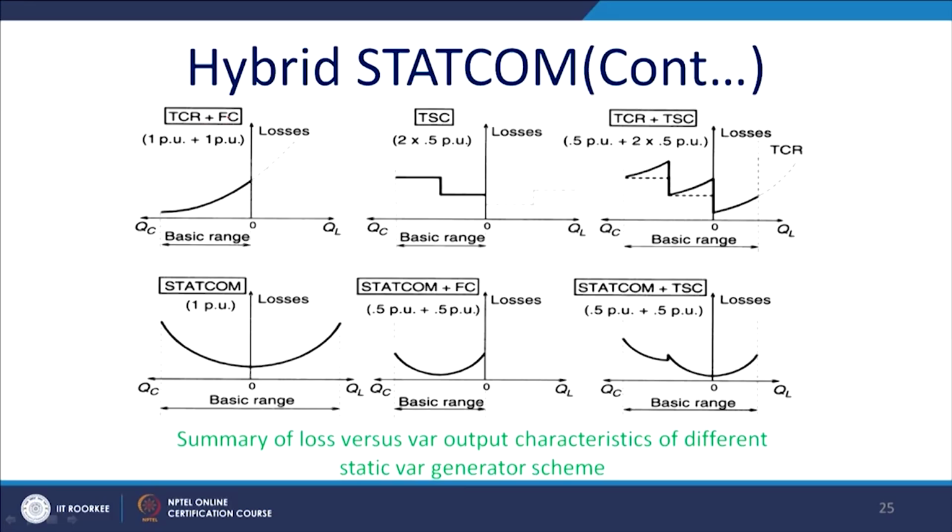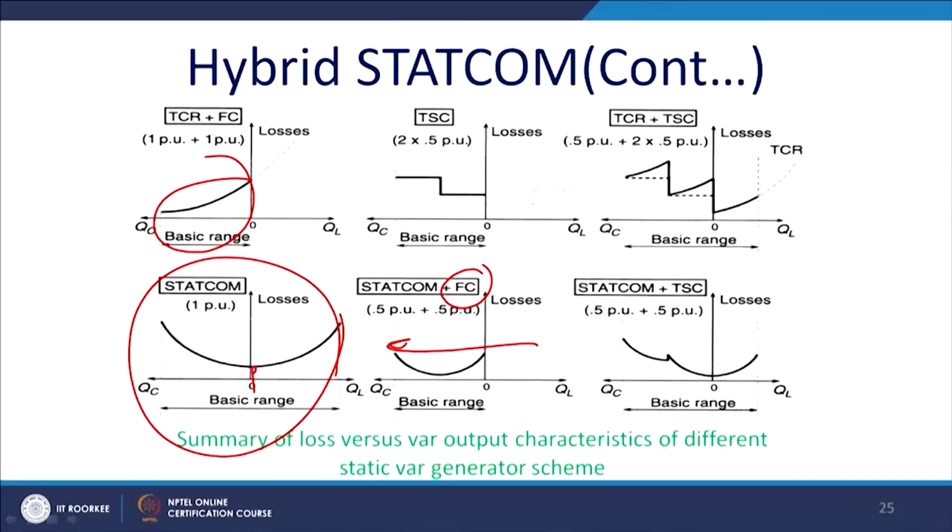Thus, let us conclude it. This is basically the hybrid Statcom with 1 PU TSR and FC. So, you will have, this is the basic range, and this is the losses and this is the TCSC, and this is actually TCR and TCSC where we will have step changes, we have discussed it. And in case of only the Statcom, you will have this range of the losses, because you have to maintain a little bit of DC bus voltage, thus it is not 0, and in both directions it increases.